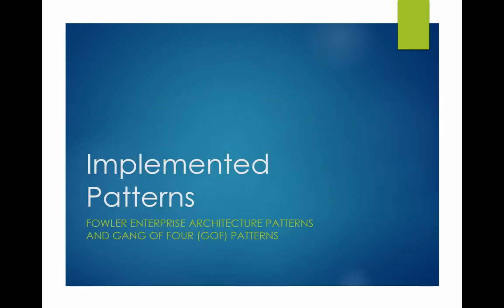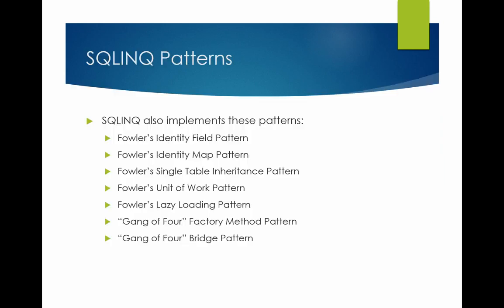So the implemented patterns, so again, these are Fowler and Gang of Four patterns. So these are all the patterns, and I'm going to go through them in fairly, not incredible detail. Identity map, there's a lot of detail, but the rest are fairly fluffy. So the first pattern is Fowler's identity field pattern.